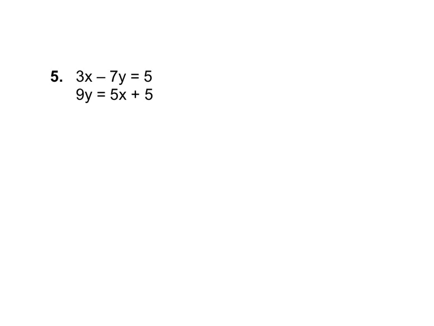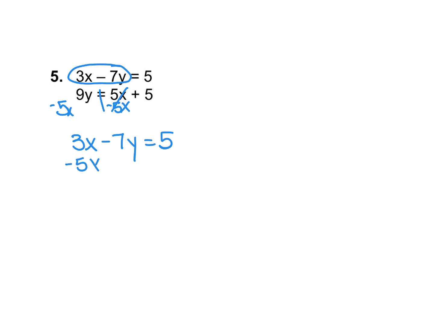And to solve these, it's always a good idea to have your x and y on the same side. And so I'm going to move my 5x to the other side by subtracting it from the left side. So I'm going to rewrite my problem. I have 3x minus 7y is equal to 5, and then I'm now going to have negative 5x plus 9y is equal to 5.